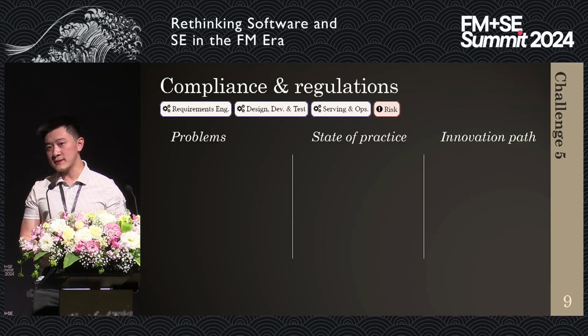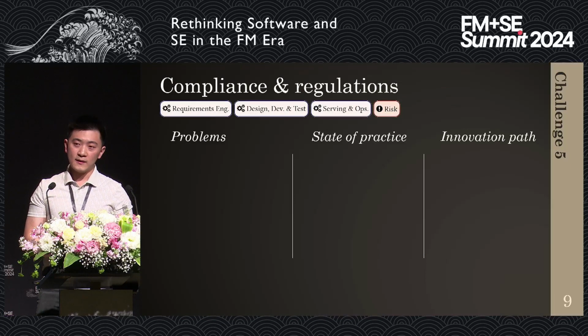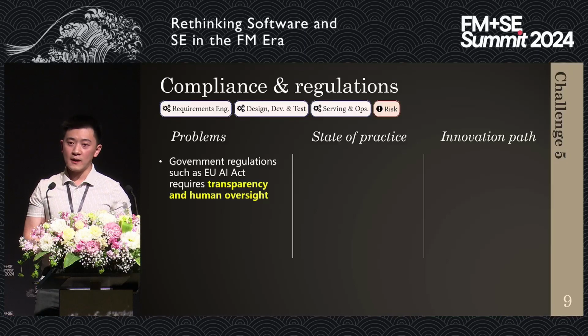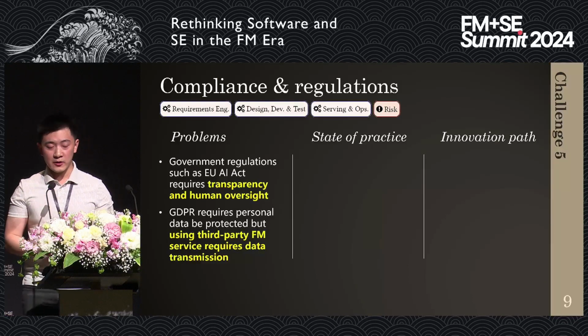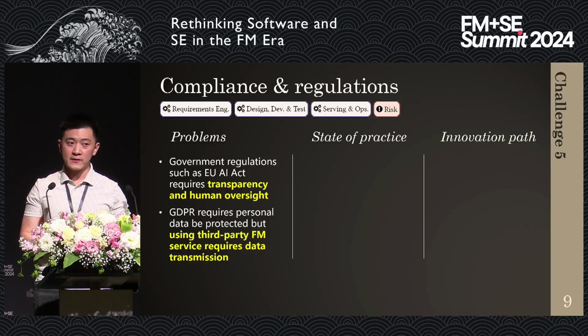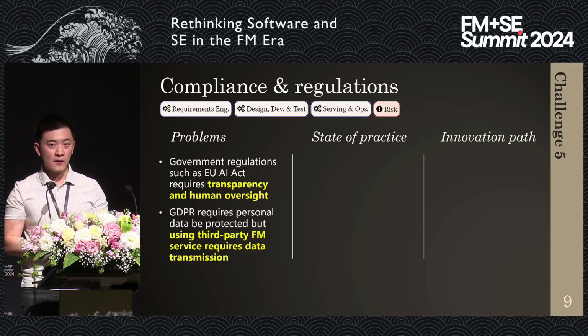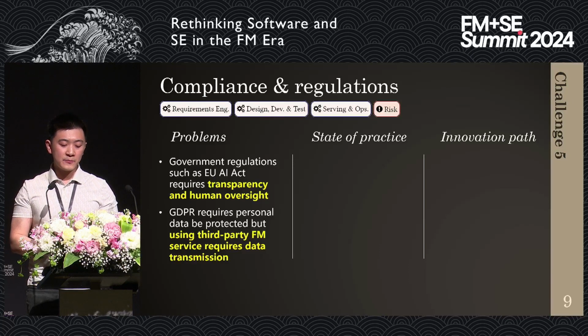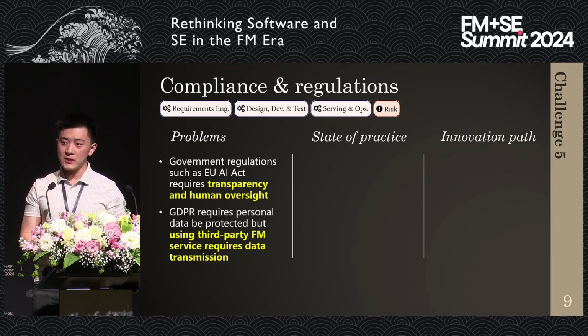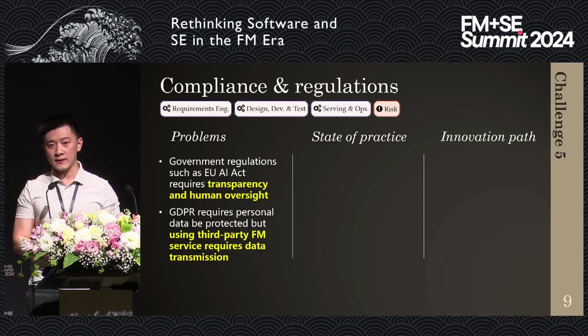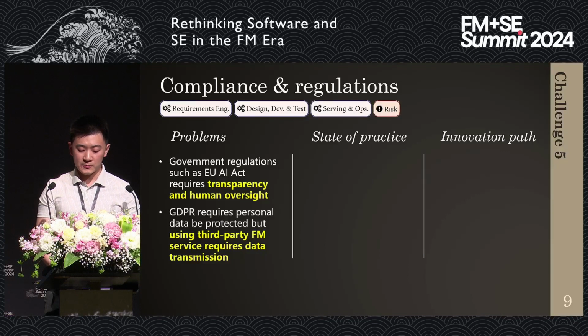And then another big challenge we are seeing right now is about compliance and regulations. The problem here is that there are a lot of new government regulations coming out all the time, including the recently coming into effect EU AI Act that requires transparency and human oversight of such systems. And there are also old regulations like GDPR requiring personal data to be protected. But the issue here is that if a lot of applications are treating the foundation model as an API call that's hosted somewhere else, especially external to the organization, then using these third-party foundation model services will require data transmission outside the boundary of data protection within the organization. So how we can ensure compliance in this case is pretty challenging.